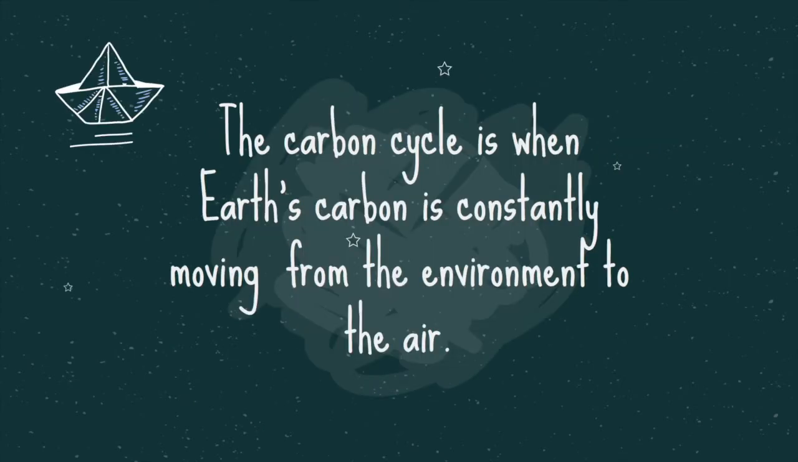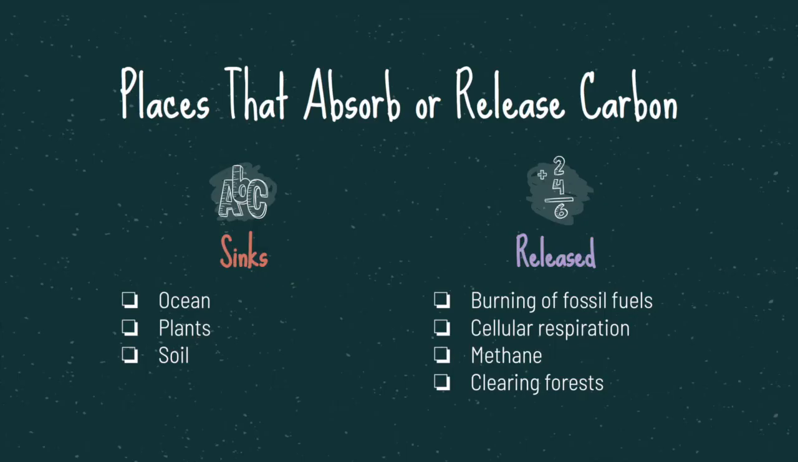Carbon cycle. The carbon cycle is when Earth's carbon is constantly moving from the environment or the geosphere to the air. Places that absorb or release carbon. Places that absorb carbon are known as carbon sinks. These include oceans, plants, and soil. Places that release carbon are fossil fuels, cellular respiration, methane, which comes from animals, and clearing forests.